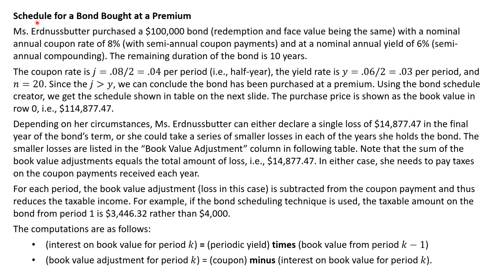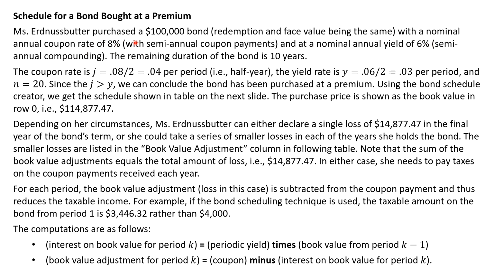So our example of a bond bought at a premium is as follows. We have a Ms. Ernestbuter who purchased a $100,000 bond where the redemption and the face value are the same, with a nominal annual coupon of 8% and a nominal annual yield of 6%, and the remaining duration of the bond is 10 years. So maybe it was a 15-year bond. She bought it 5 years into the bond's life. The market conditions changed, and so she had to pay a premium for it, and the yield was effectively 6% rather than what it started at as 8%.